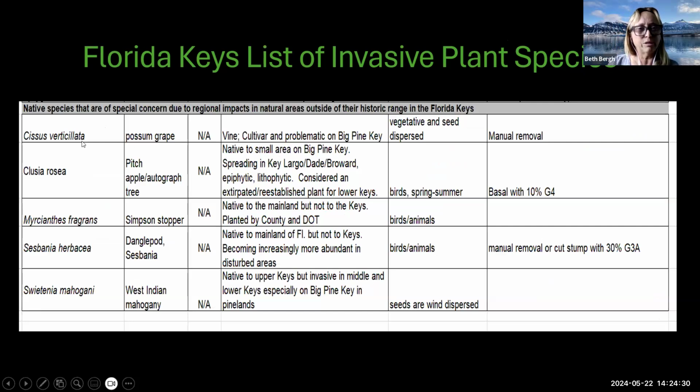One category that's specific to the Keys is native species that are of special concern due to regional impacts in natural areas outside of their historic range in the Florida Keys. A good example of this would be the mahogany. It's native to the upper Keys, but in the lower Keys, especially on Big Pine and the Pine Rocklands, it can cause a problem. So we're trying to raise awareness that some things that are native to South Florida or the Keys may be a problem when they're outside of their normal habitat.